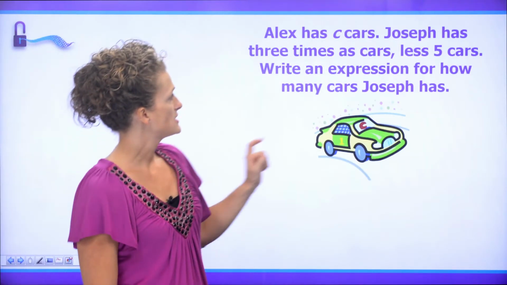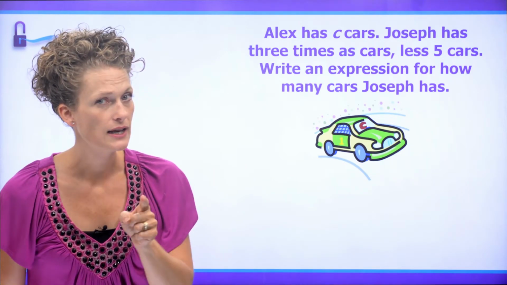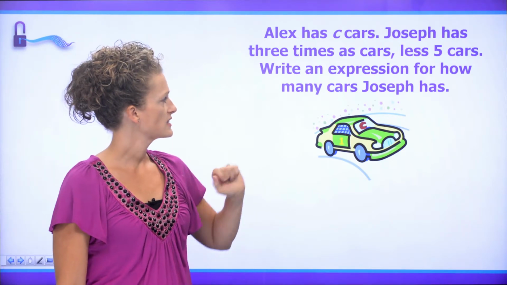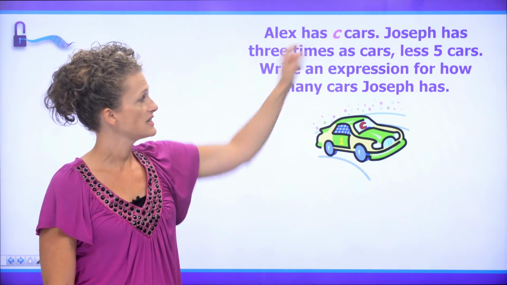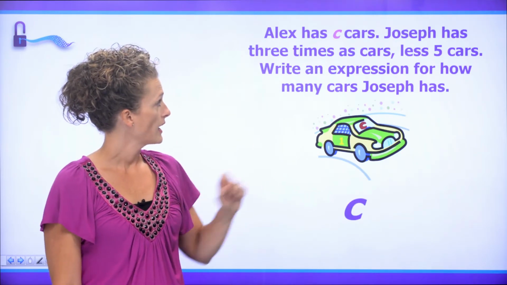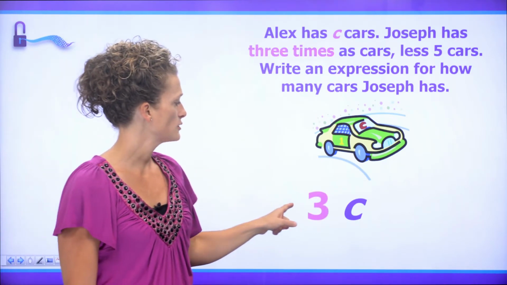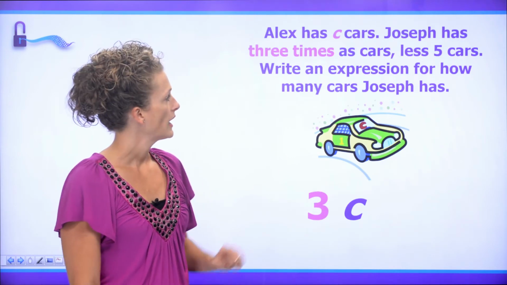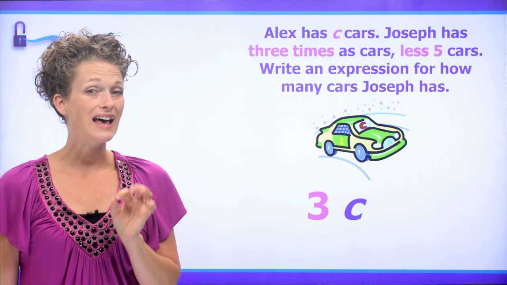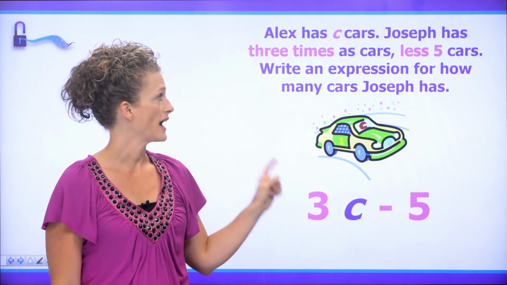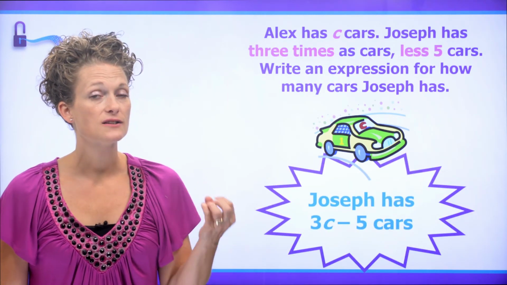All right, Alex has C cars, and Joseph has 3 times as many cars, less 5. So write an expression for how many cars Joseph now has. All right, so let's start with our C. That's how many cars Alex has. And it says that Joseph has 3 times as many cars. So that's going to be 3 times the C. Less 5. Again, remember from our writing expressions, less 5 means to subtract 5. So Joseph has 3C minus 5 cars.